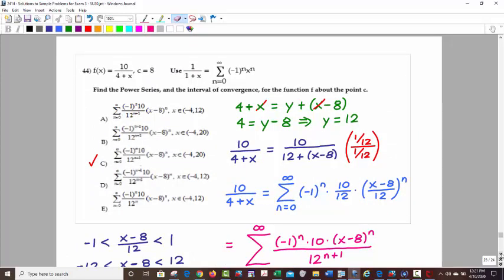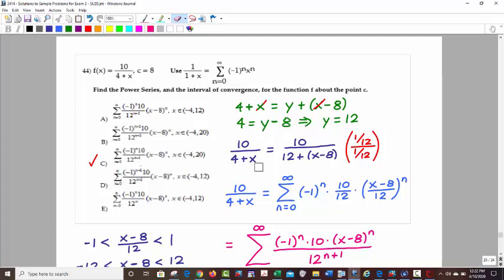Now we have a function f of x is 10 over 4 plus x, centered at c equals 8. And whenever it's centered at some value, that always means it's going to be x minus that value. So if c was negative, you would end up with x plus. So we're using this again. You see all the answers have x minus 8. So here's that deal I did 3 problems ago, where I had to solve.